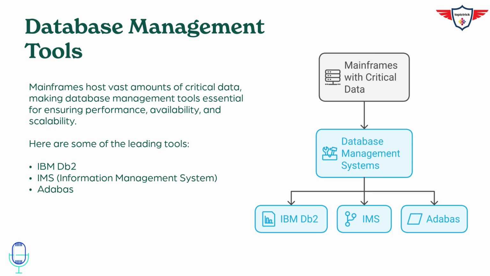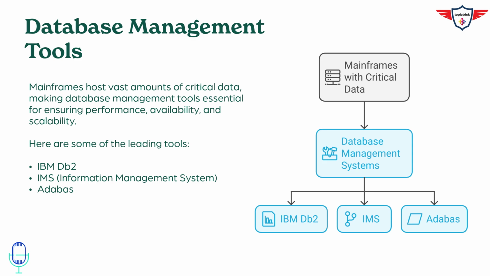Okay, so tell us about DB2. What makes it such a popular choice for mainframe databases? Well, DB2 is known for its robustness, its ability to handle both transactional and analytical workloads. And it really excels in high-performance environments where data integrity and availability are paramount. For example, a financial institution processing millions of transactions daily relies on DB2 to maintain accuracy and speed.